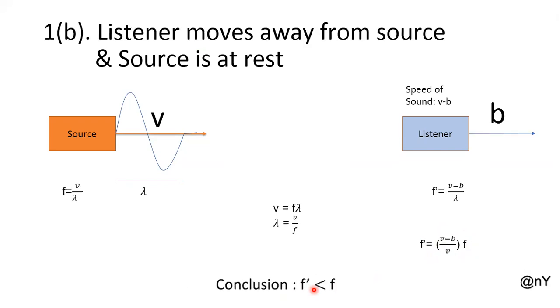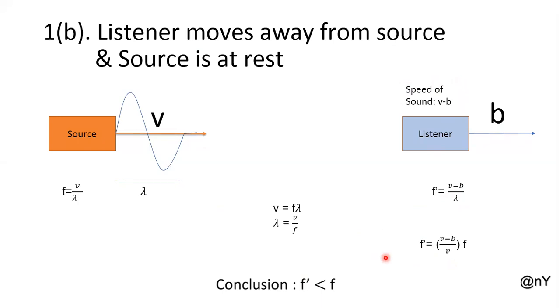Case number 1, part 2: when the listener moves away from the source, but the source is at rest. Everything here is the same except that the sound waves are moving towards the listener and the listener is moving away from the sound waves, so whatever the speed of sound that will be observed will be v minus b. Thereby, f dash will be equal to v minus b upon lambda. Putting in the value of lambda as discussed earlier, we have the general formula: f dash equals (v minus b upon v) into f.